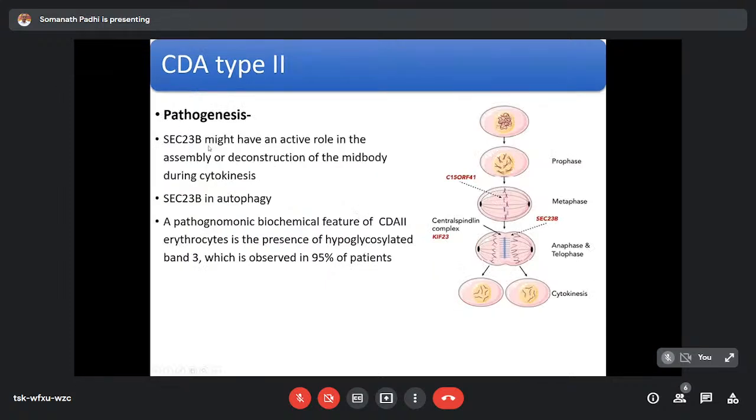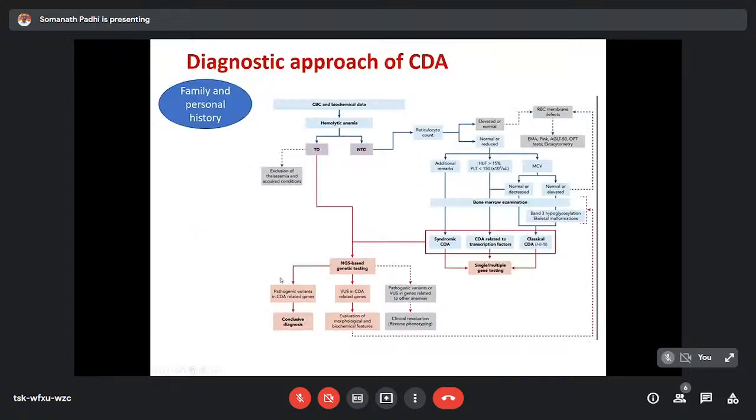Whereas SEC23B has an active role in assembly or deconstruction of the mitotic body during cytokinesis, and also a role in autophagy. A pathognomonic biochemical feature of CDA2 is the presence of erythrocytes with a hypoglycosylated band 3, which leads to increased susceptibility to phagocytosis. They are recognized by the phagocytes, and band 3 loss is the cause of reduced RBC survival. I have not gone deeper into the rare variants and their molecular mechanisms, which is more complex and requires exhaustive understanding.